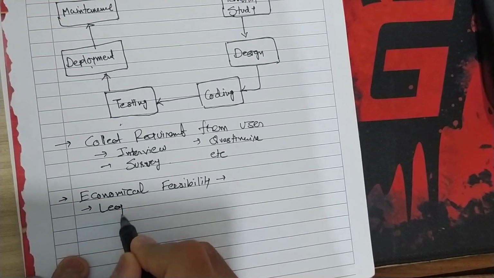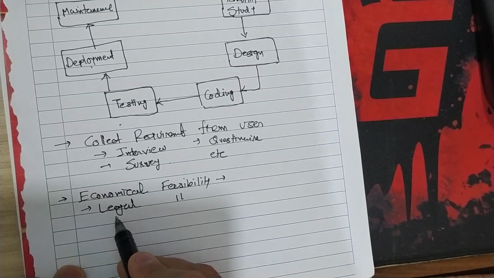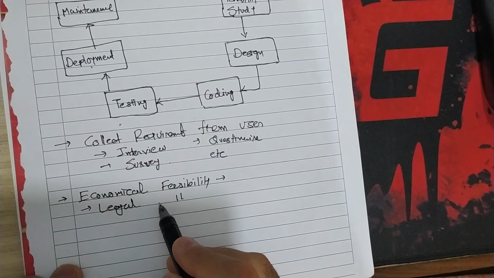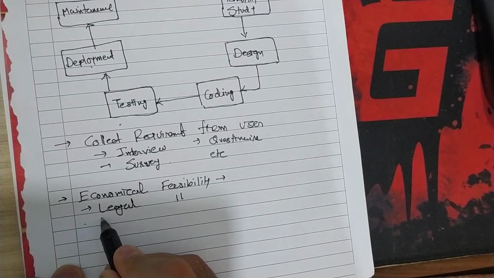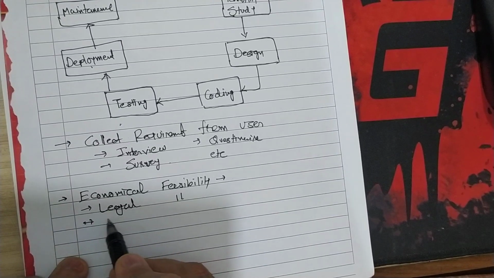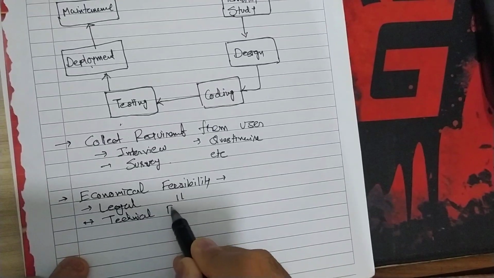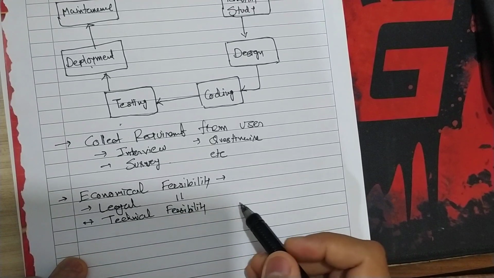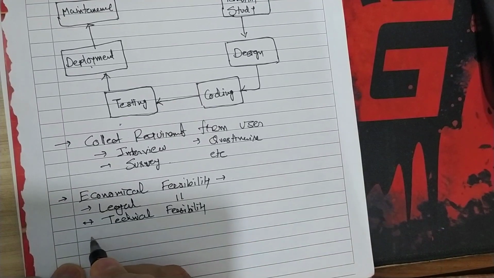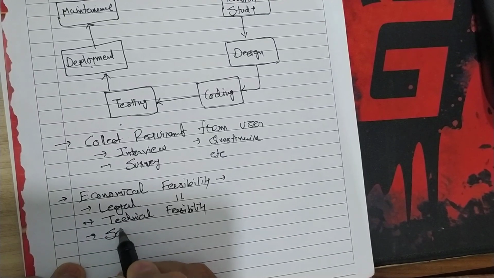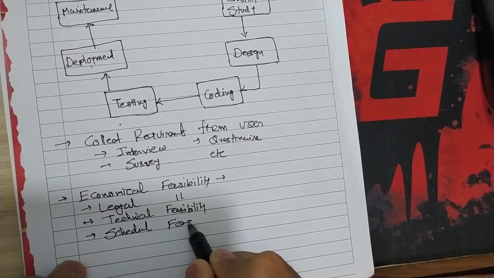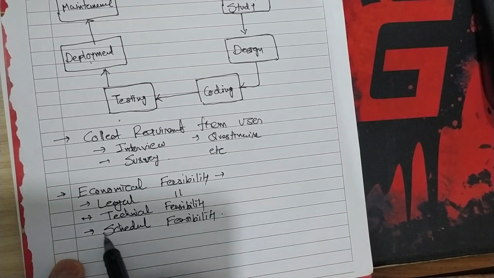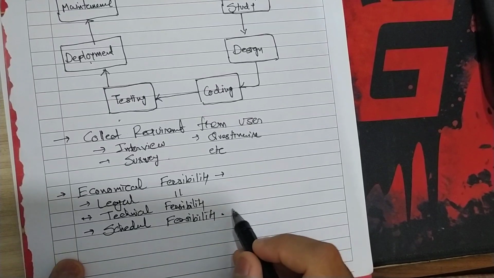And there is legal feasibility. Legal feasibility means whatever we want to develop should be legally possible and should not be illegal. For example, we can't make software to hack someone's computer. It will be illegal. Then there is technical feasibility. Technical feasibility means we should check whether the software is technically possible to develop or not. And the last one is schedule feasibility, which means we need to check whether the software is possible to develop in the given time or not.